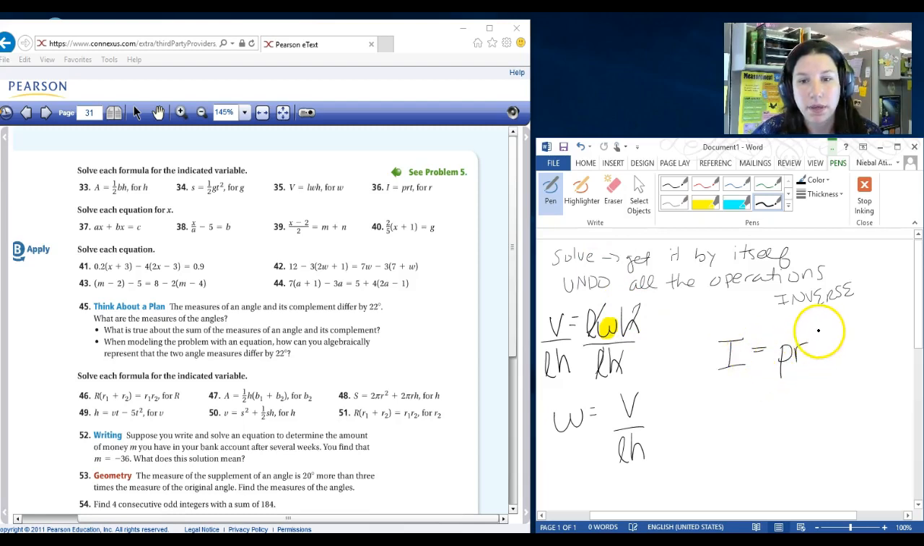I equals PRT. We want to solve this one for R. It's being multiplied by the P, so we divide by P to cancel it out. Multiplied by the T, divide by T to cancel it out. Just make sure you do it on both sides.